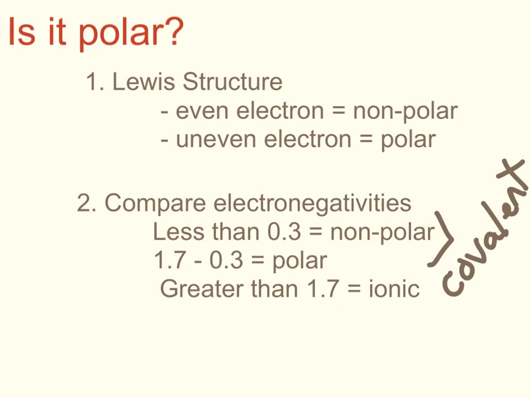So there are two types of covalent bonds, nonpolar and polar. If the electronegativity difference is less than 0.3, it's nonpolar. And if it's between 1.7 and 0.3, it's polar. But if it's greater than 1.7, then it will be ionic.